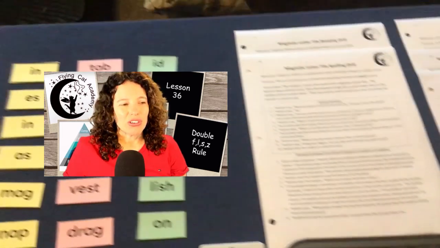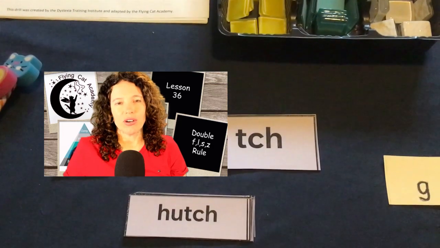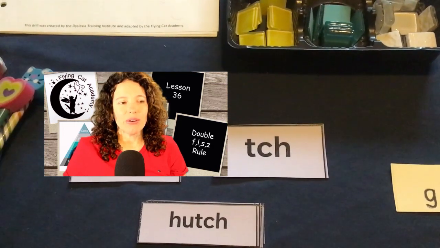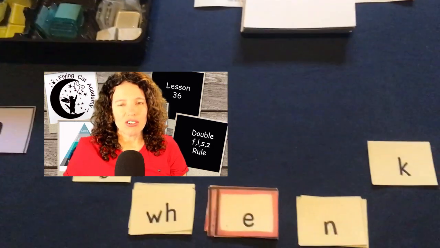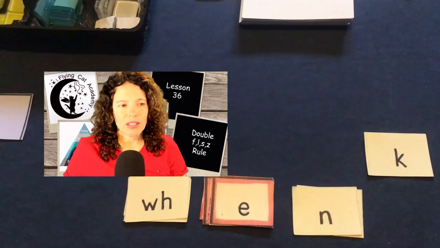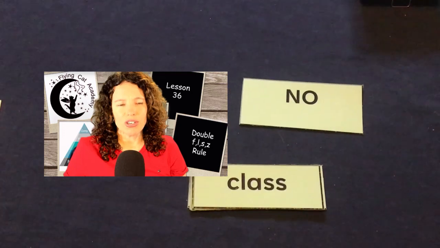In addition to all of that, you'll have a little more set up. We have a TCH and CH sort that you're going to do with the student, so you'll have to have that one cut out. And then there'll be a blending drill to review the consonant digraphs, when 2 consonants are walking to make a brand new sound. And last of all, we'll have a yes-no sort for the new rule that we're introducing today.